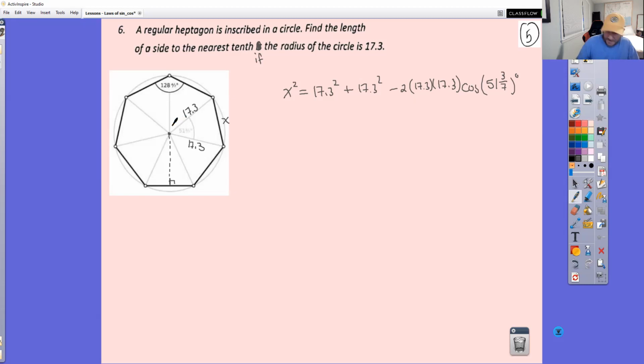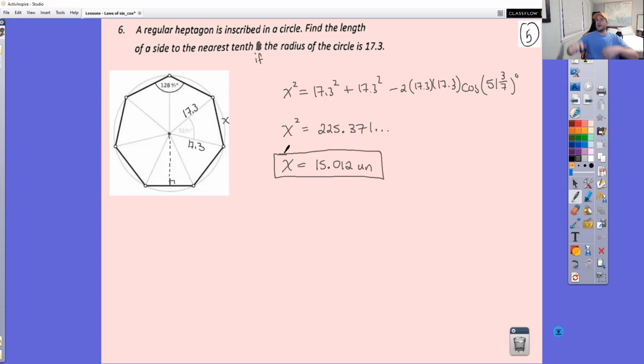Okay, I'm getting 225.371 and then a whole bunch more. So when I take the square root, I'll take the square root of the whole expansion to get 15.012. And again, no units were given, so you'll just say units. Yeah, that'll do it.